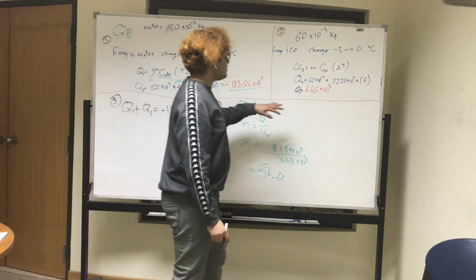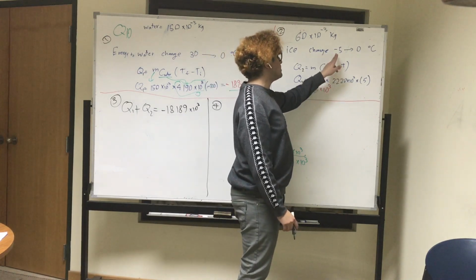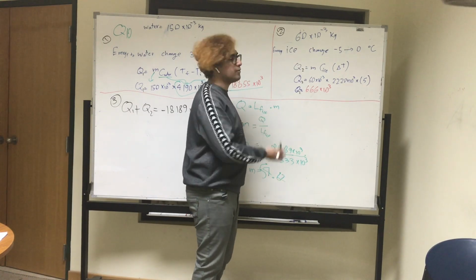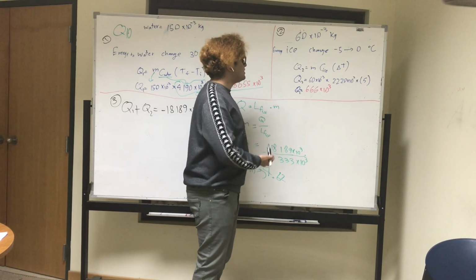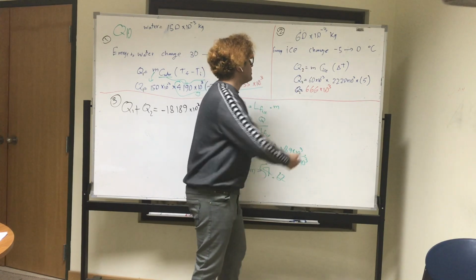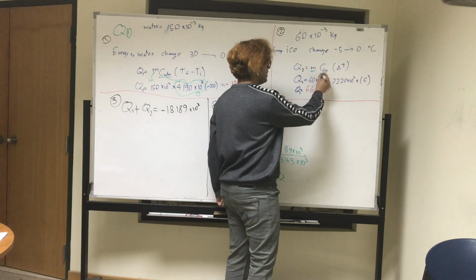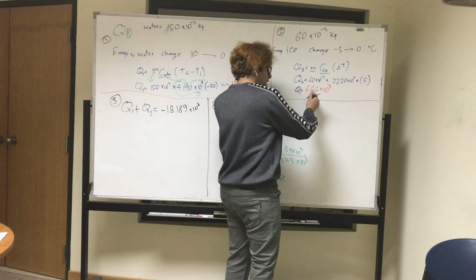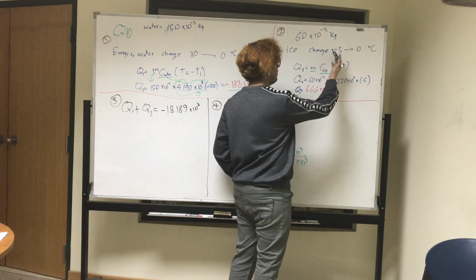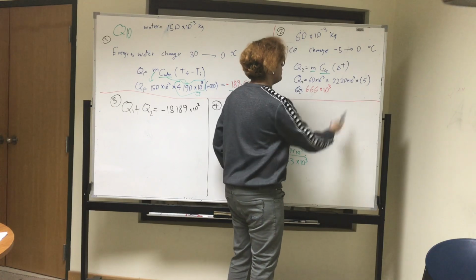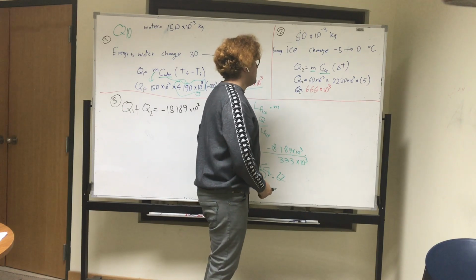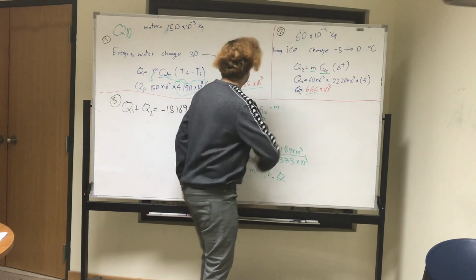It says in the problem that the ice is at negative 5 degrees Celsius. So we want to know the amount of energy it takes to change the temperature of the ice to 0 degrees Celsius. Same thing here: the mass of ice times the specific heat of ice, multiplied by the change in temperature. If you take ice from negative 5 to 0, you'll be changing the temperature by 5 degrees Celsius. Multiply things out and I'll get this number.